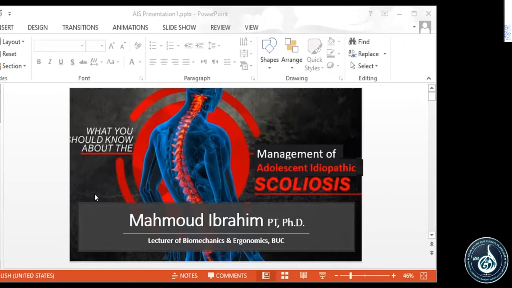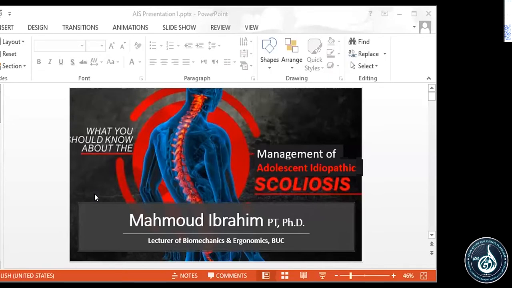So from a radiological point of view, we use the Cobb angle to measure scoliosis. From the horizontal plane, clinically we use a scoliometer to measure rotation of vertebrae or measure the hump. 5 degrees or less is not considerable, but a degree of rotation more than 5 degrees should be considered for treatment.